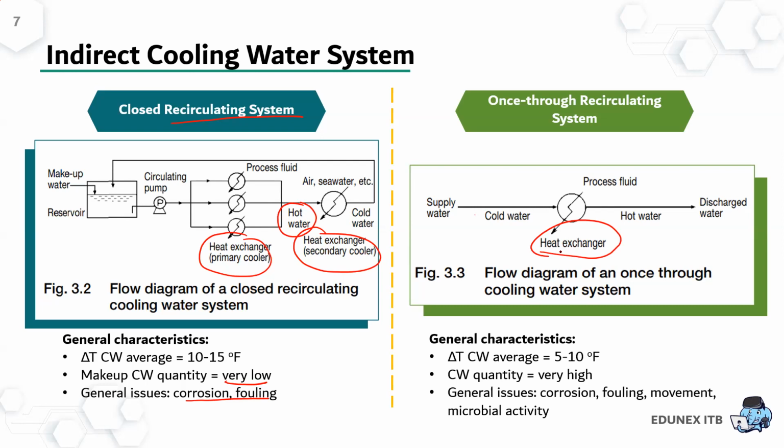Okay, but what is the main disadvantage of this process? What is the main consequence? What is the main consequence if it is only a once-through system?